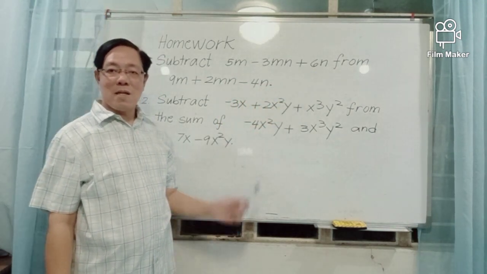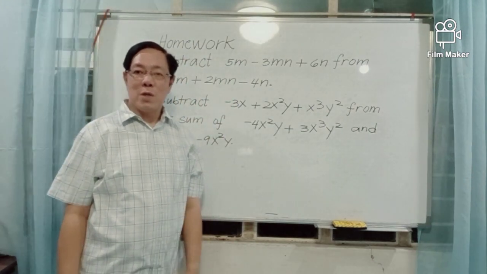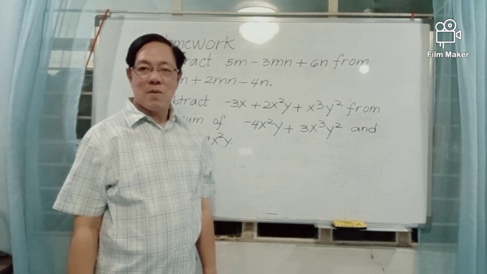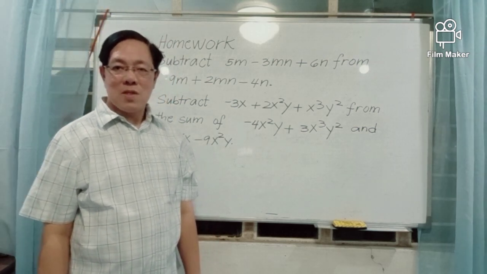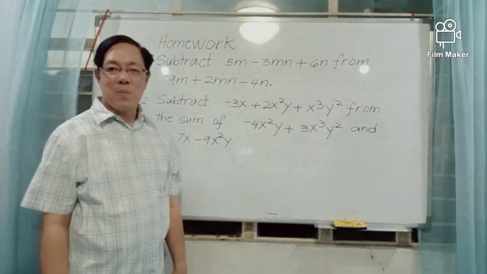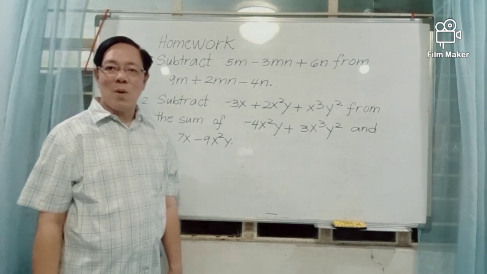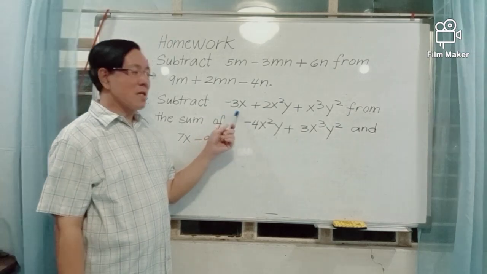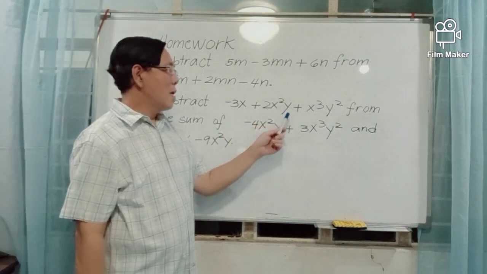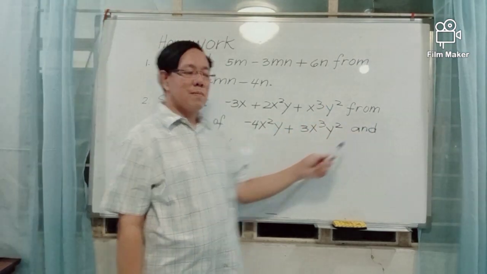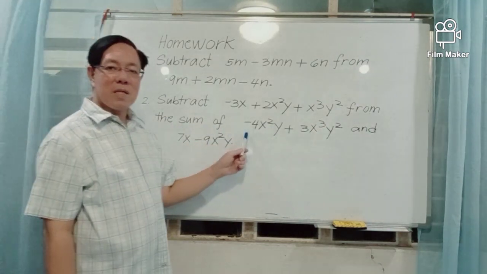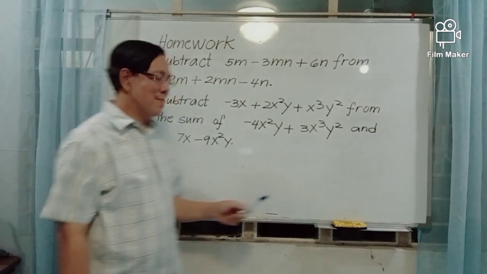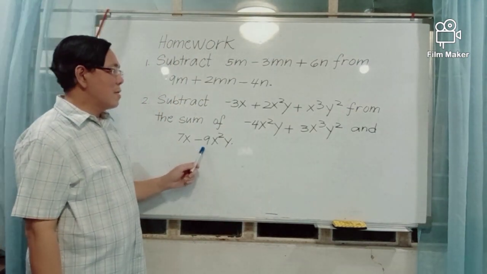Since it is not stated in this homework whether you will use vertical or horizontal subtraction, you may choose between the vertical and horizontal method to get the difference or sum of two algebraic expressions. Number 2, subtract negative 3x plus 2x squared y plus x cubed y squared from the sum of negative 4x squared y plus 3x cubed y squared and 7x minus 9x squared y.